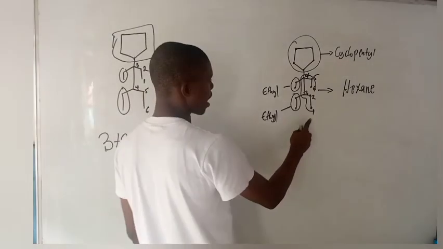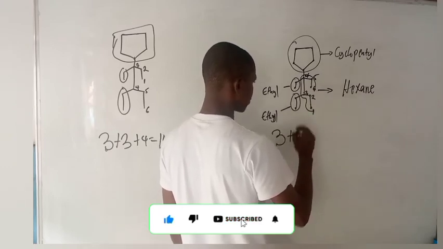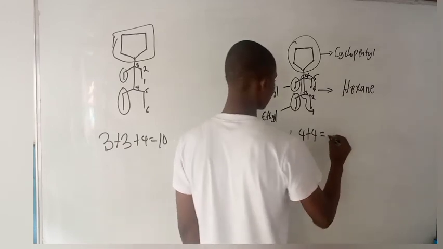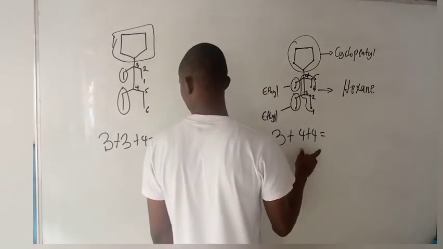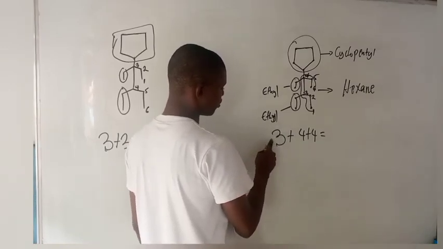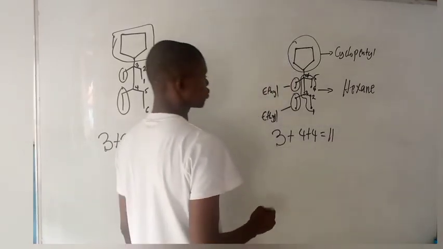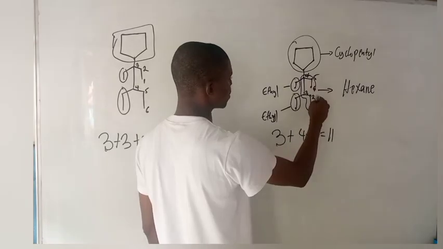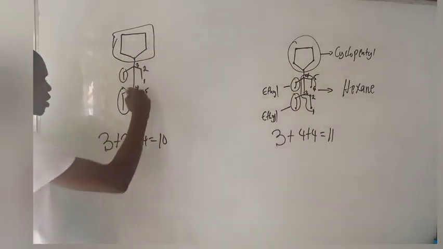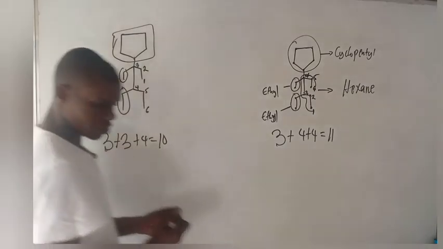What about if I start from here? Here I have 1, 2, 3. Count by 3. So it's going to be 3 plus 4 plus 4. You get? So 3 plus 4 plus 4. What are you going to get? 4 plus 4 is 8 plus 3. You're going to give me 11. You get? So when I start from here, the summation of the positions of the substituents gave me 11. When I start from here, the positions of the substituents gave me 10. Of course, I want to take the lowest possible number.